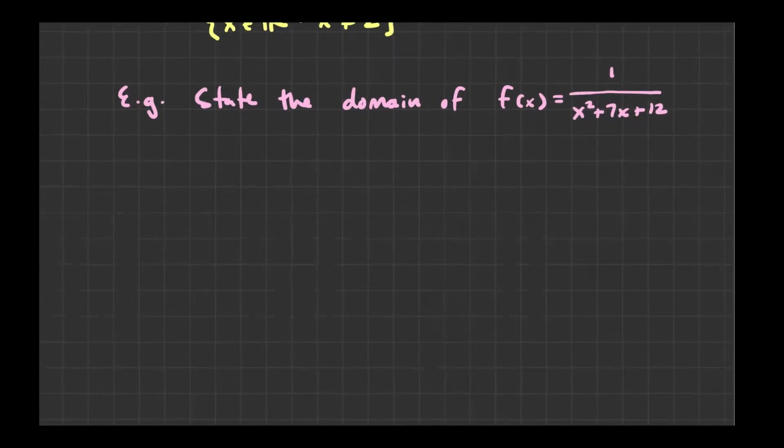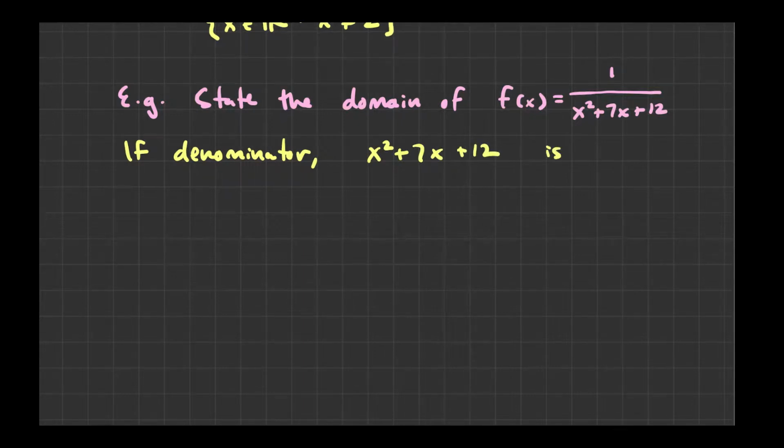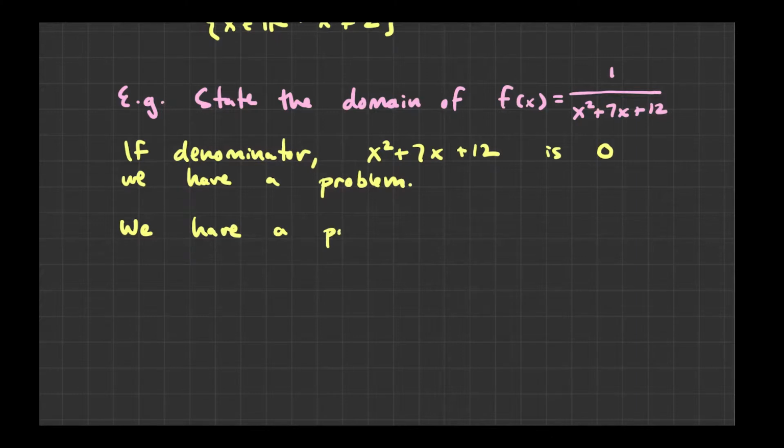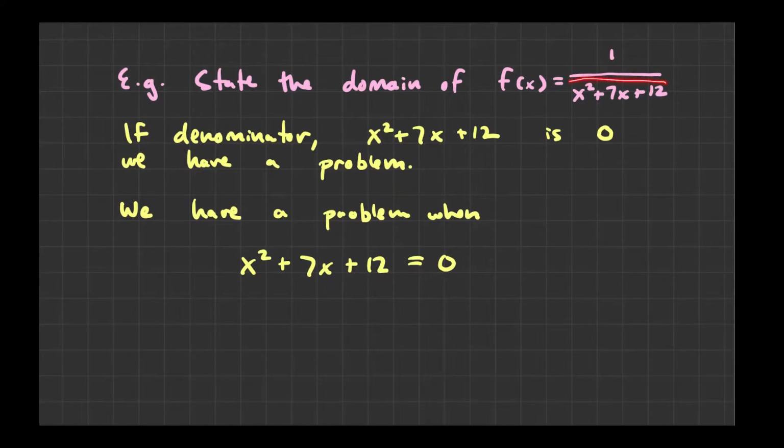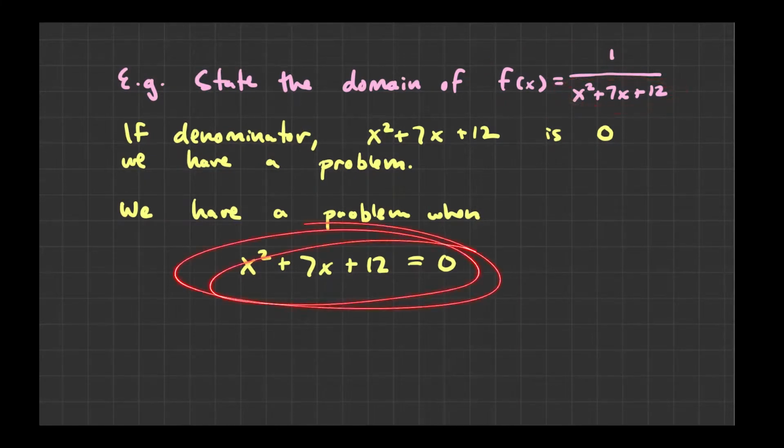So recall that if the denominator, which happens to be x squared plus 7x plus 12, is 0, we have a problem. So we have a problem when x squared plus 7x plus 12 is equal to 0. That's what our problem is. So we need to figure out which values of x give us 0 in this equation. So here's our new equation. We're making this equation based on the original function. So we're basically saying that we have a problem when this is equal to 0. So let's figure out which values those are.